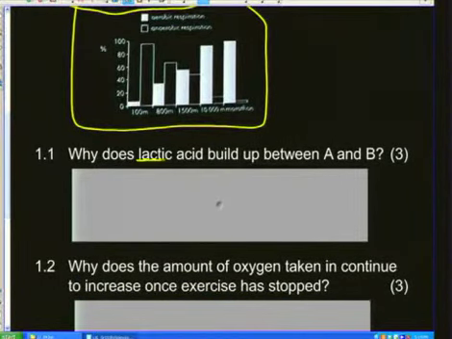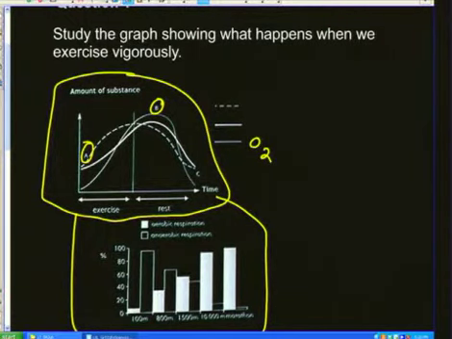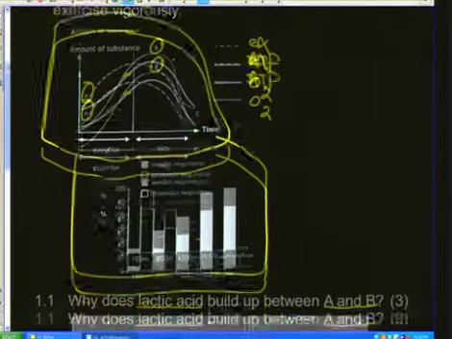Why does lactic acid build up between A and B? Okay, so let's go find it. There's A, and there's B. B is your oxygen, O2. A is your exercise, and this dark line over here could be your exercise. I'm trying to think how I would interpret this question. So the one will be your exercise, the one will be your oxygen, and the other one will be your ATP. Okay, cool.